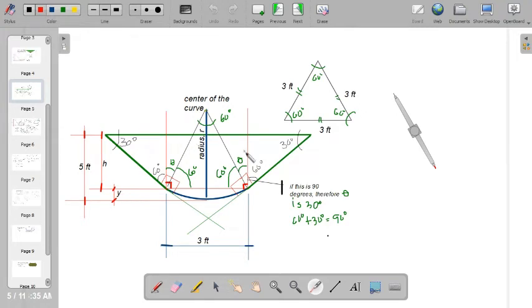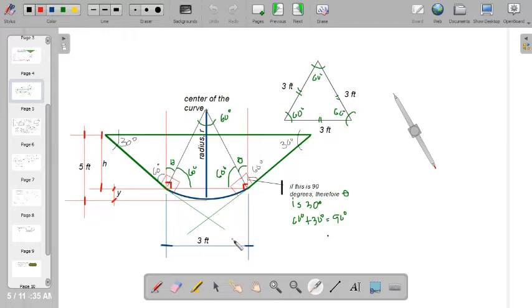Now, if this is 60 degrees, remember that when a radius intersects a tangent, there is a point here where the tangent line of the curve and the radius intersect each other. And of course, this is 90 degrees. And the same thing on the other side, that's also 90 degrees.